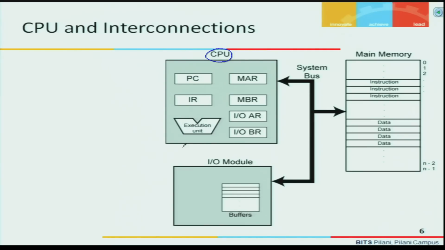I will take them one by one. The IO module is there, meaning all the IO devices, and here is the main memory. This is a system bus which connects all three major components of your computer system: one is a processor, another is an IO module, and third is a main memory. All these are connected with the help of this system bus. System bus is nothing but a set of wires which helps to transfer data or information from one component to another component.